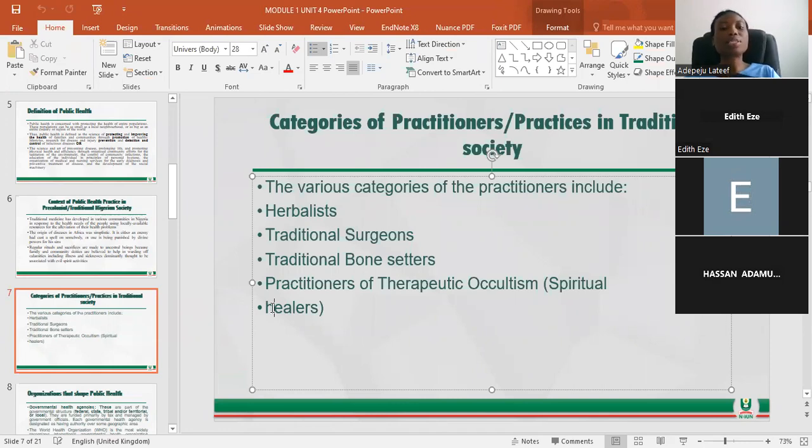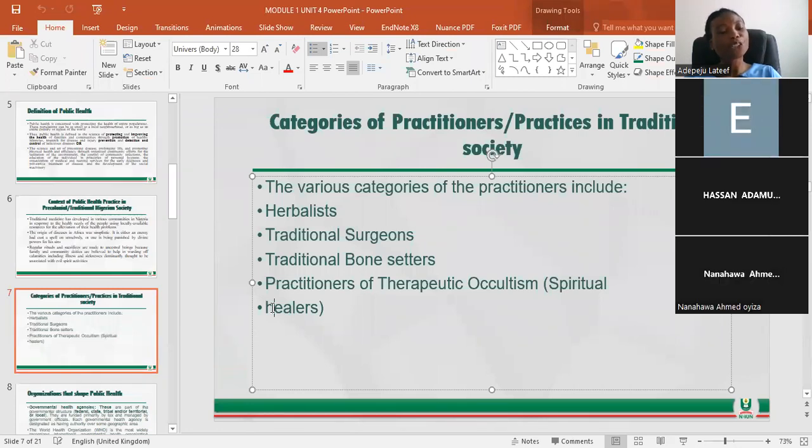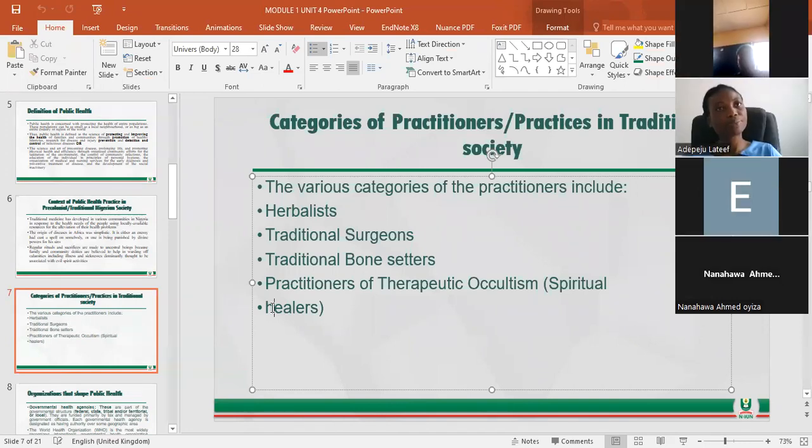And the next is the traditional surgeons. What do they do? What are examples of traditional surgeons? Who are they? Yes, ma'am. They are the people that normally carry out circumcision or these tribal marks, I think. Yes, thank you very much.